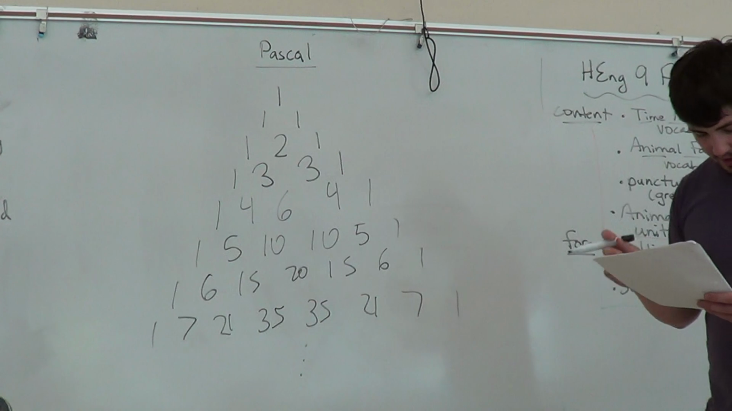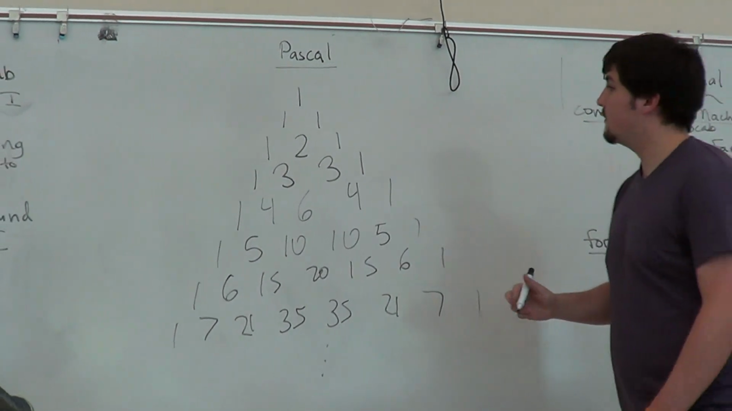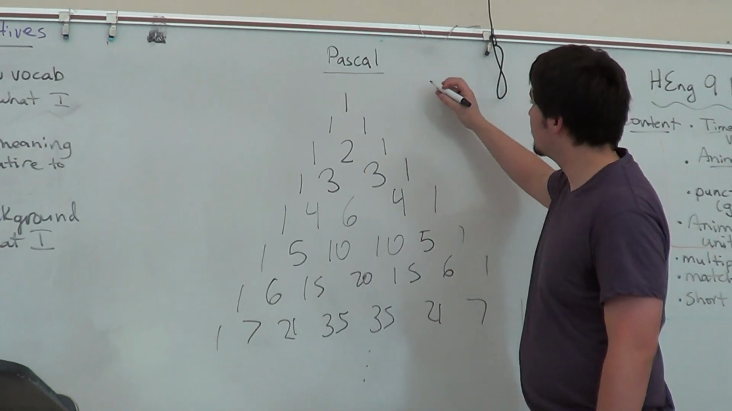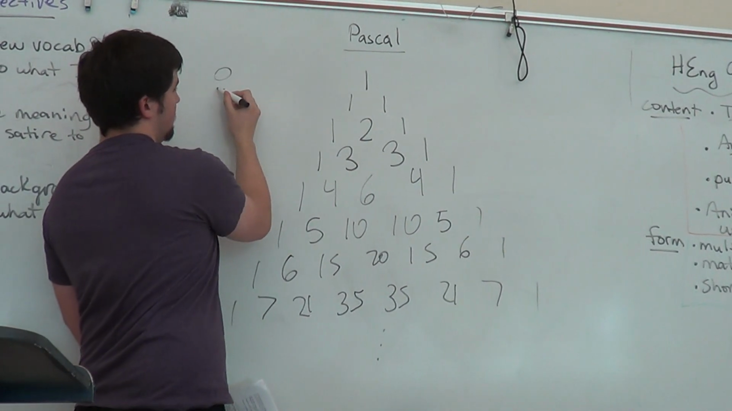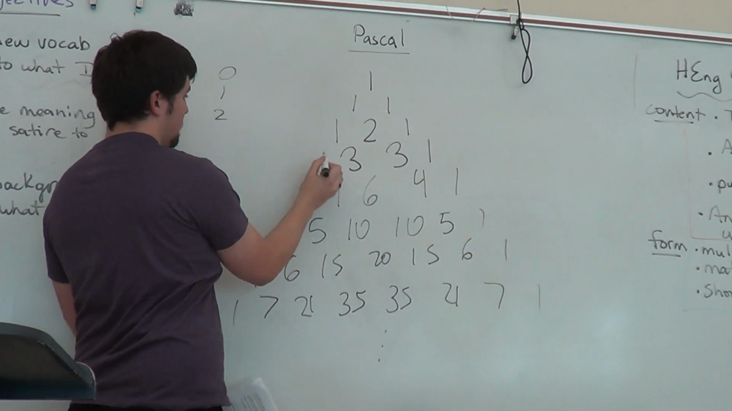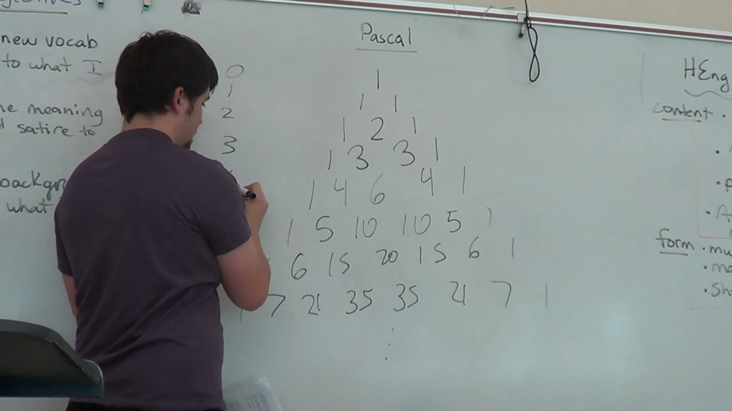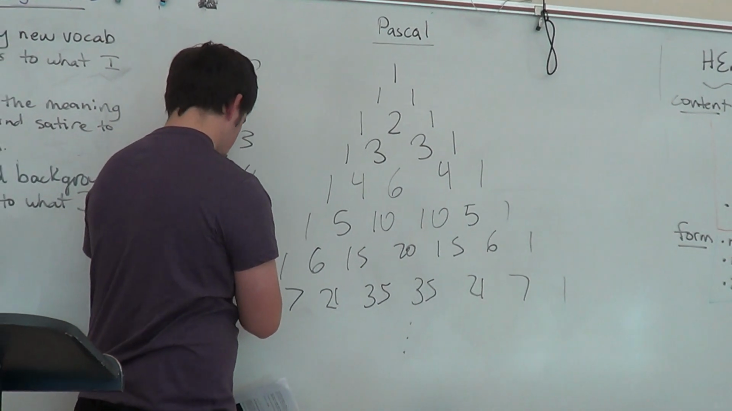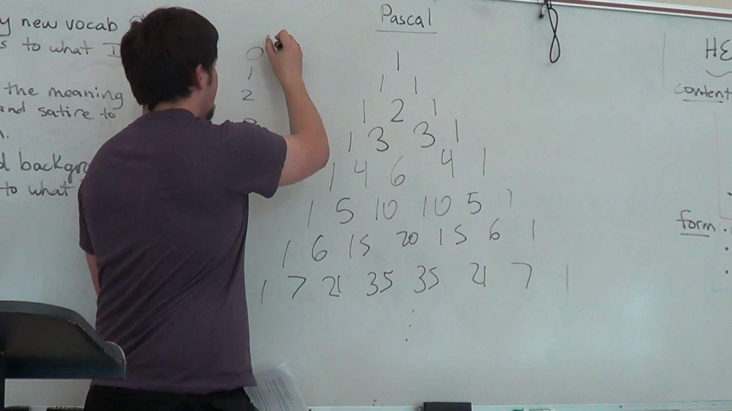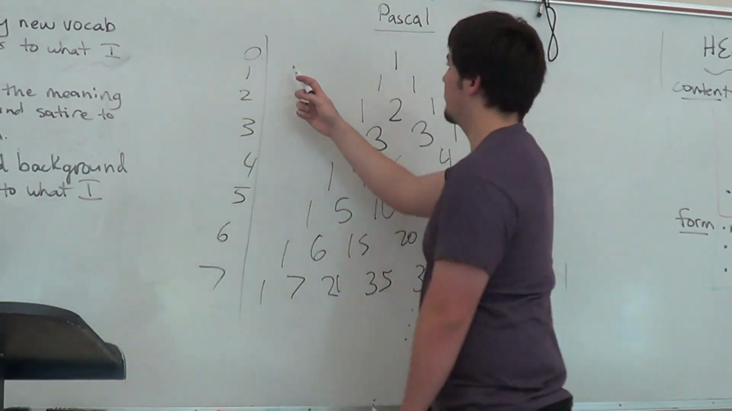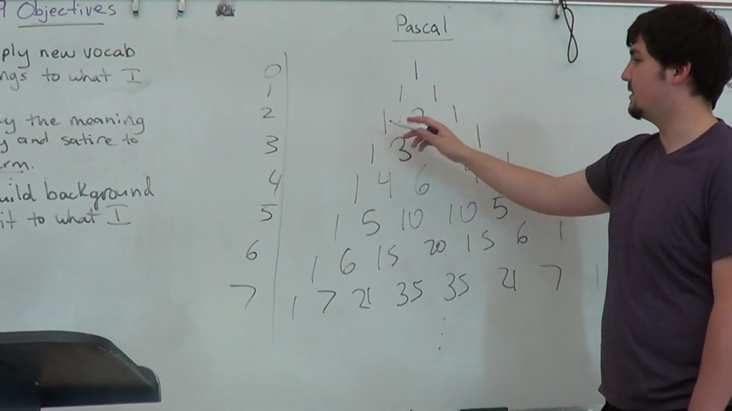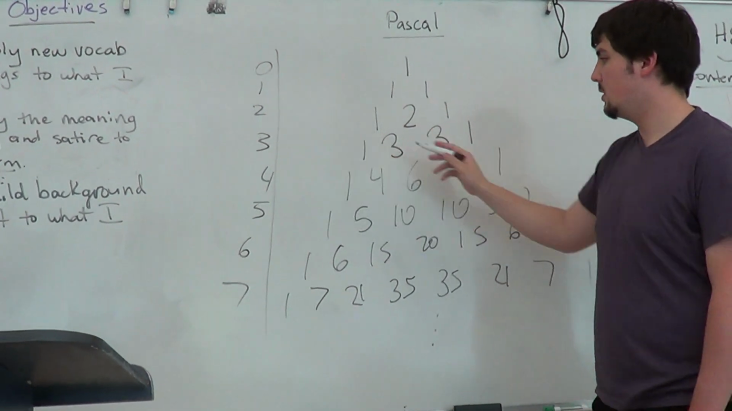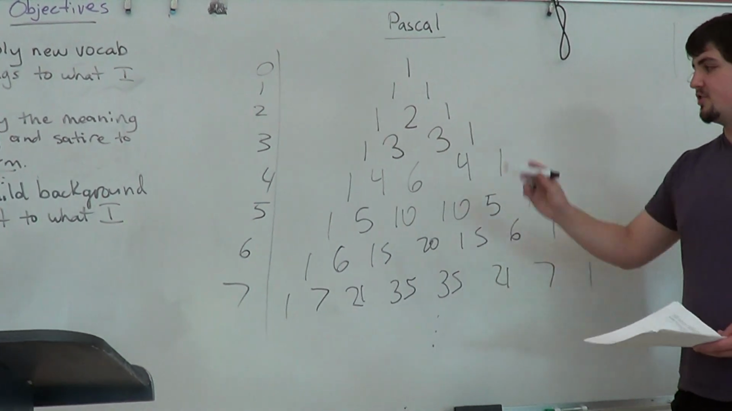One thing that's kind of cool about it is we're going to call this row 0. Row 1. Row 2. Row 3. Row 4. The second number in the pattern is going to be the same as the row number, which is good to know so you can always check yourself.